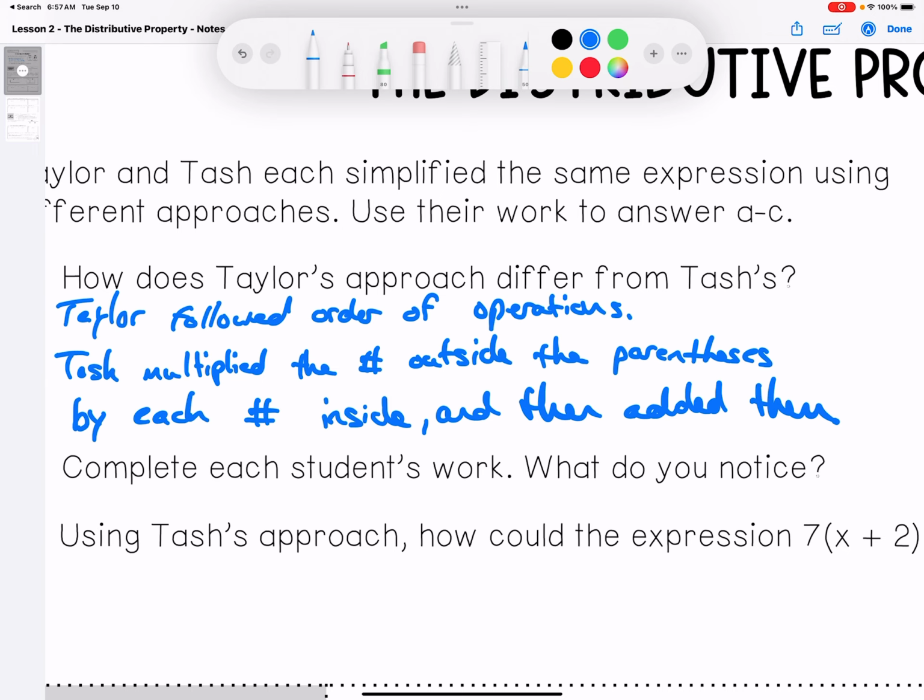Give you a few more seconds to copy that down. Bada bing, bada bang. Oh, me.